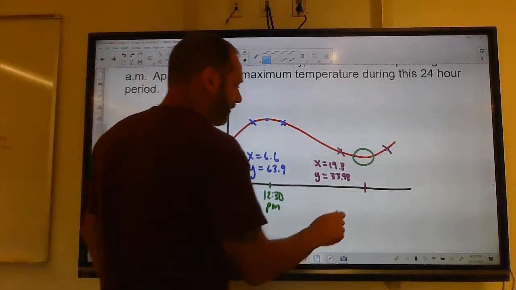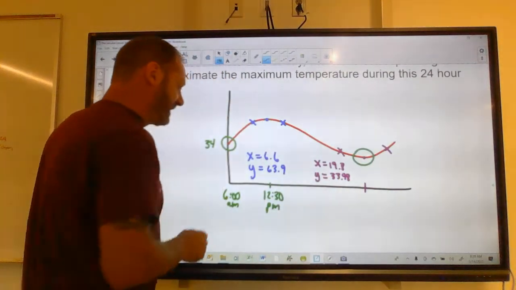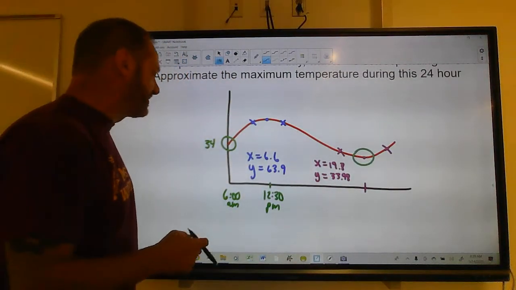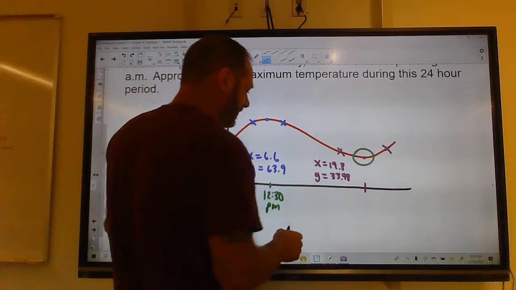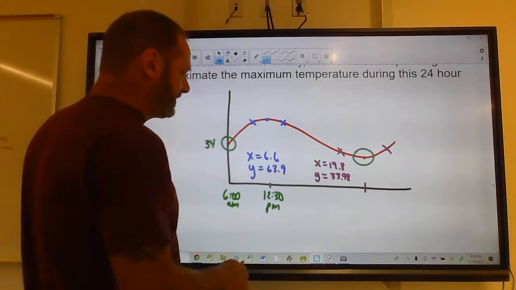Well, this would be the overall minimum right here. This is slightly less than that. It's pretty close. I mean, if you round it, you would say, okay, the minimum is 34 degrees. What time is that? 19.8 hours.